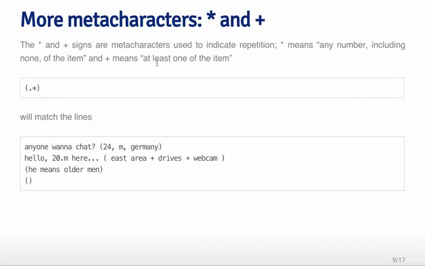Some more meta characters are star and the plus sign. So star means repeat any number of times, including none of the item, and plus means at least one of the item. So here we were searching for something between parentheses, and it can be any character repeated any number of times. So that will match everything from something like this, where you have a phrase in between the parentheses, to something like this, where you just have parentheses with absolutely nothing in between, because the star can include no repetition at all.